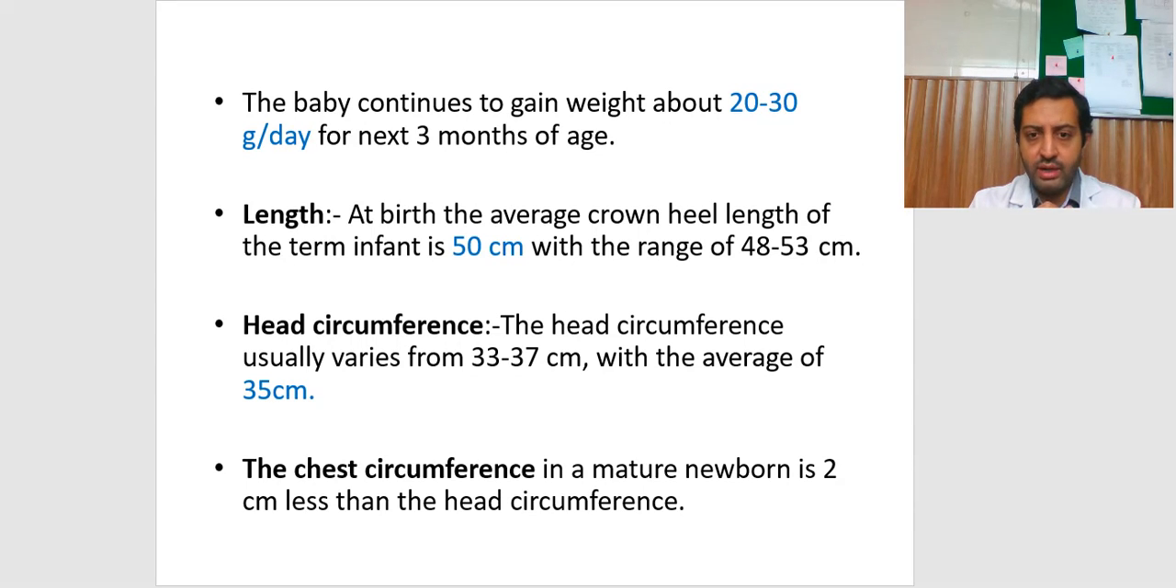And head size, the head circumference or occipitofrontal circumference (OFC), at the time of birth is between 33 to 37 centimeter. Likewise, the chest circumference is almost 2 centimeter less than the head circumference. Suppose a newborn baby has a head circumference of 35 centimeter, the chest circumference would be around 33 centimeter.